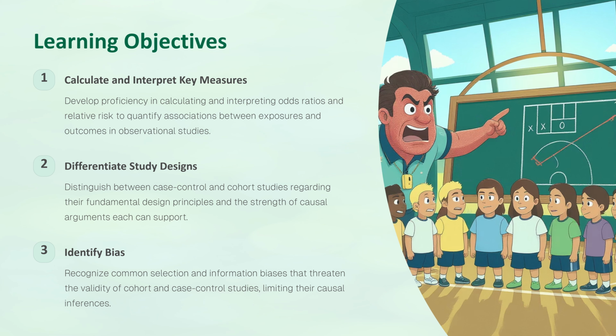So, learning how to calculate and interpret key measures, okay? Things like odds ratios and relative risks we've already talked about. We're going to help differentiate between those study designs and identify bias that is inherent to these types of studies.